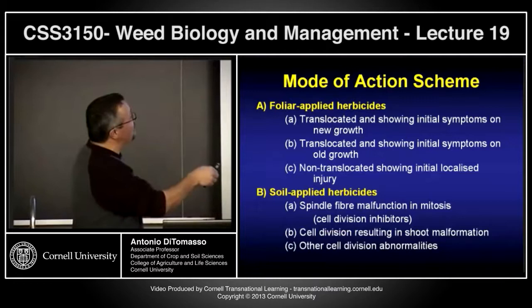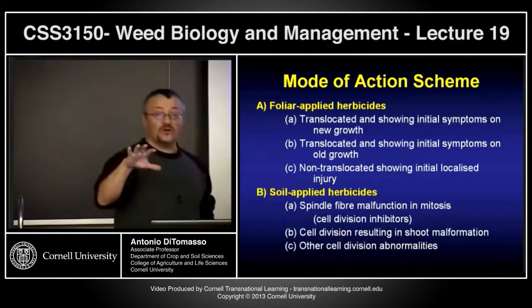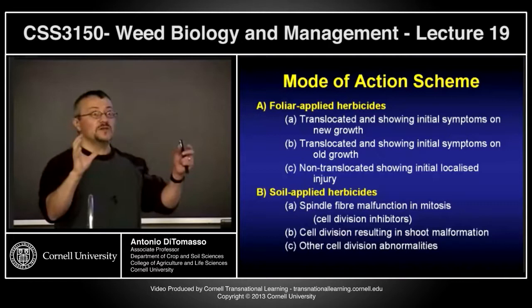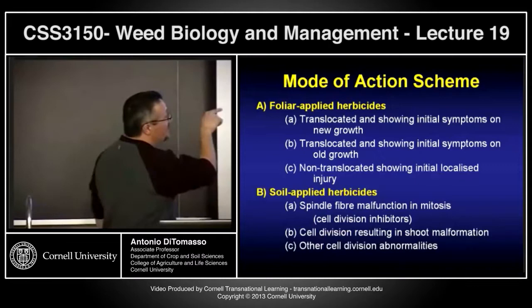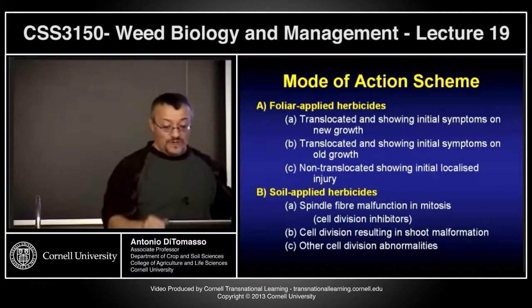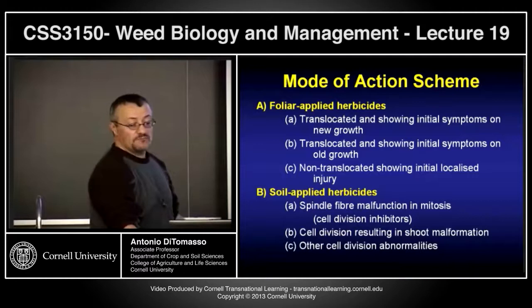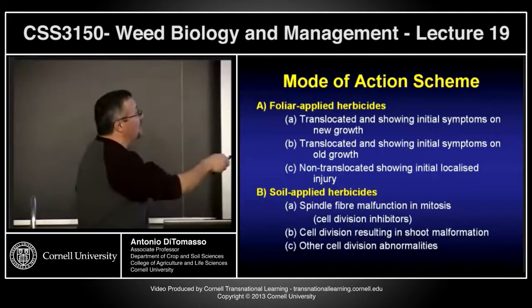The second large category are those herbicides that typically are applied to the soil, generally speaking, and they affect spindle fibers. Remember in mitosis, in the metaphase, you get the separating out of the chromosomes. You're going to have issues with the spindle fibers not forming, i.e. you're going to have real difficulties as the new cells develop, you're not going to have the right number of chromosomes. These are also referred to as the cell division inhibitors. Cell division resulting in shoot malformation. Examples here would be pendimethalin, Prowl, Treflan, trifluralin.